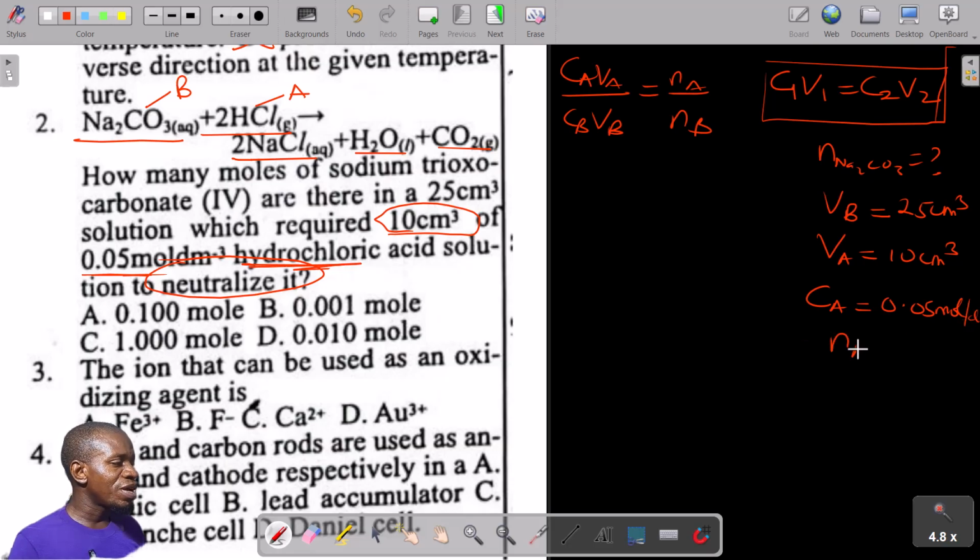Now, what is my Na? My Na is this: the number in front of our acid. We have it as 2. Then what is my Nb? The number in front of our base. The number in front of our base is 1, if you look at this formula that I have here.